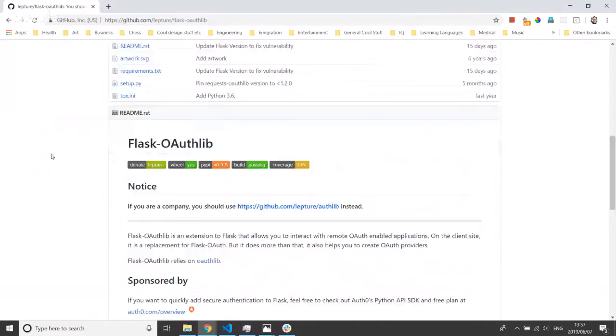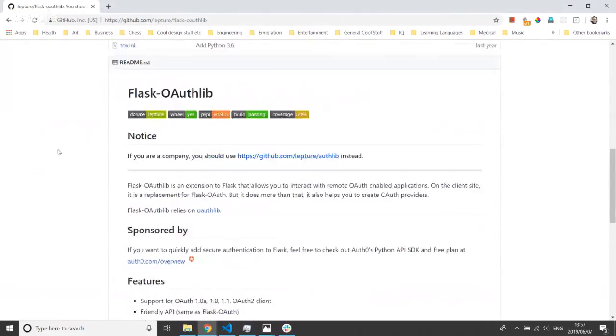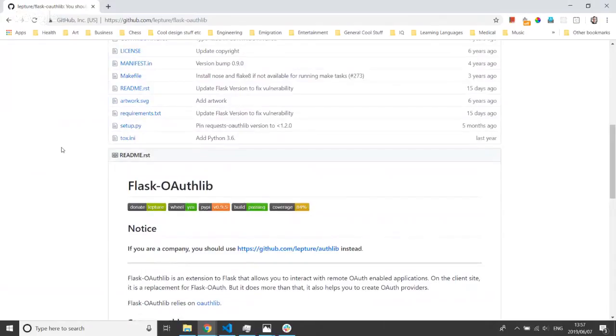If you go to this and you work your way through this, you should be able to get some good experience in implementing security in your APIs.